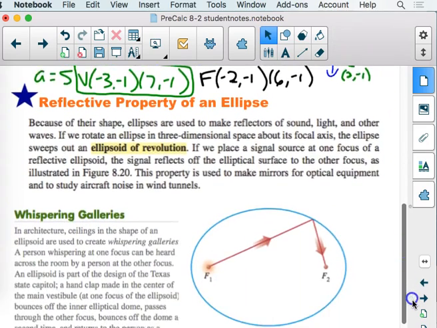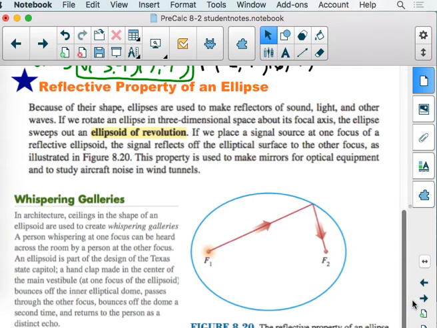So that means we shouldn't be all scared of word problems with this stuff. It's not bad. Because of their shape, ellipses are used to make reflectors of sound, light, and other waves. If we rotate an ellipse in 3-dimensional space about its focal axis, the ellipse sweeps out an ellipsoid of revolution. Looks a lot like a perfect egg, a very perfect egg.